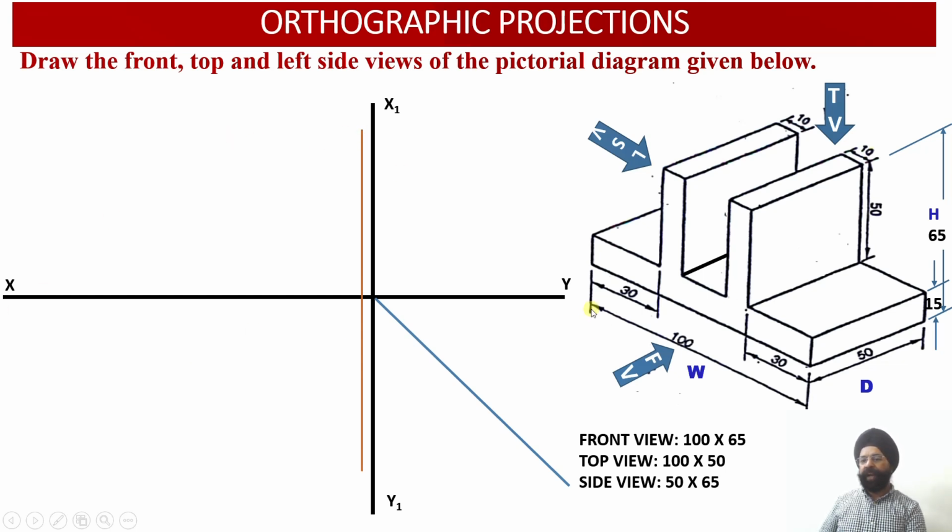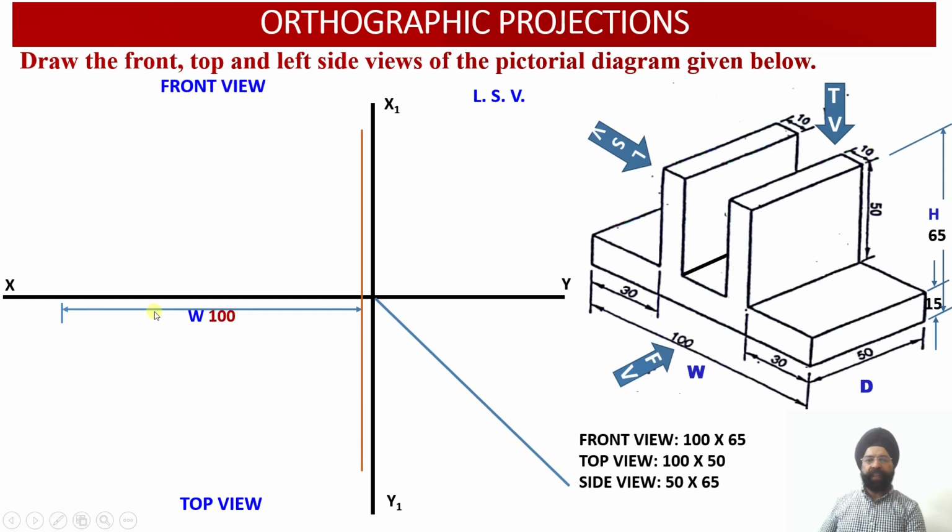So in the front view, what are we going to witness? We are going to witness the width of the solid and the height of the solid. The width of the solid is given to us as 100 millimeter and the height of the solid is available with us as 65 millimeter. So now we have drawn the front view. The top view we will be drawing below the XY line, and the left side view will be drawn onto the right hand side. Okay, so let us start with the front view.